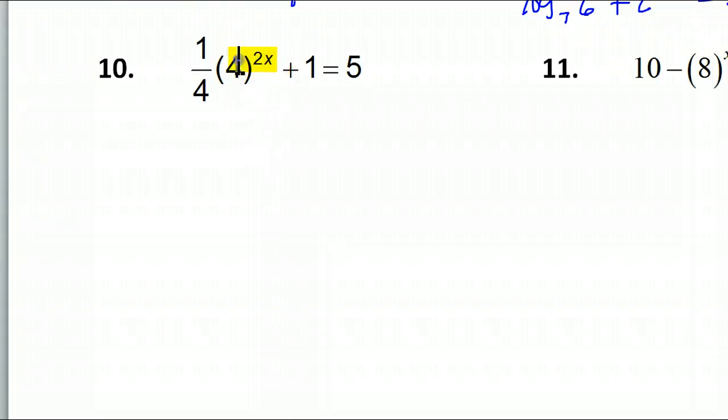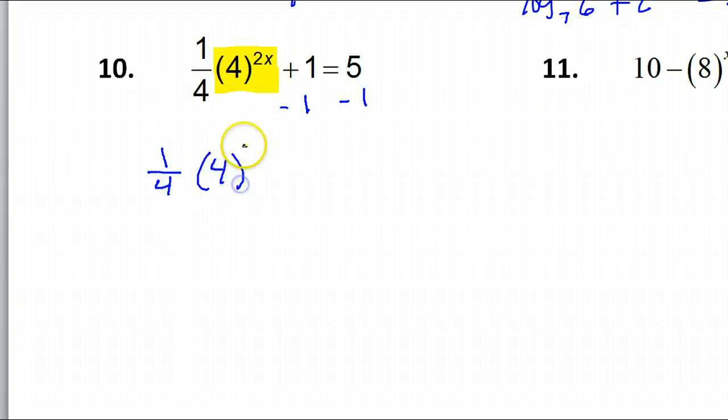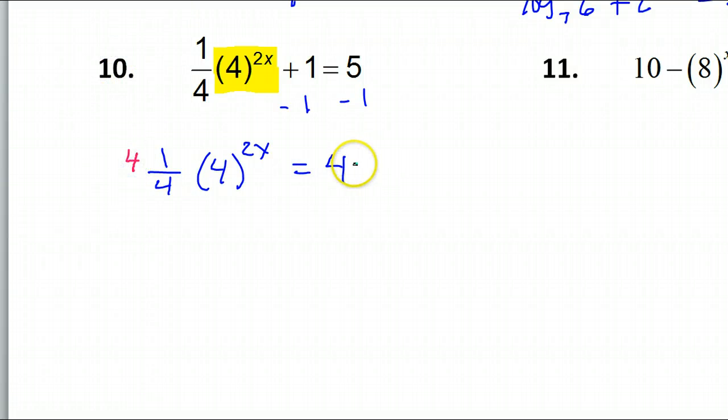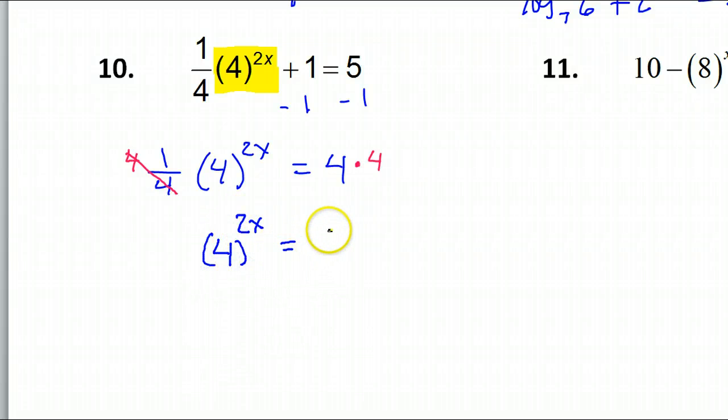Number 10. All right, once again, we need to get the base and power part by itself. So we've got to get rid of the 1 and the 1/4. Let's start with getting rid of the 1. Subtract. So that's going to give us 1/4 times 4 to the 2x power is equal to 4. Now, to get rid of this 1/4, the easiest thing to do is to multiply both sides by 4, that way these 4s will cancel out. So that's going to leave us with 4 to the 2x power is equal to 16.